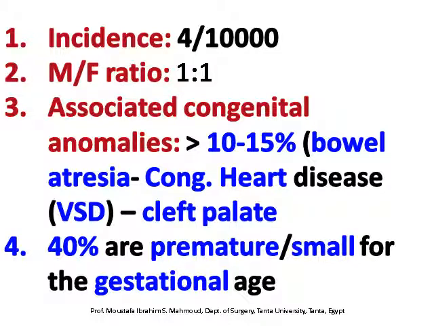The incidence is 4 in 10,000. Male to female ratio is 1 to 1. The associated congenital anomalies are more than 10 to 15%, in the form of bowel atresia, congenital heart disease, ventricular septal defect, cleft palate. 40% are premature and small for the gestational age.